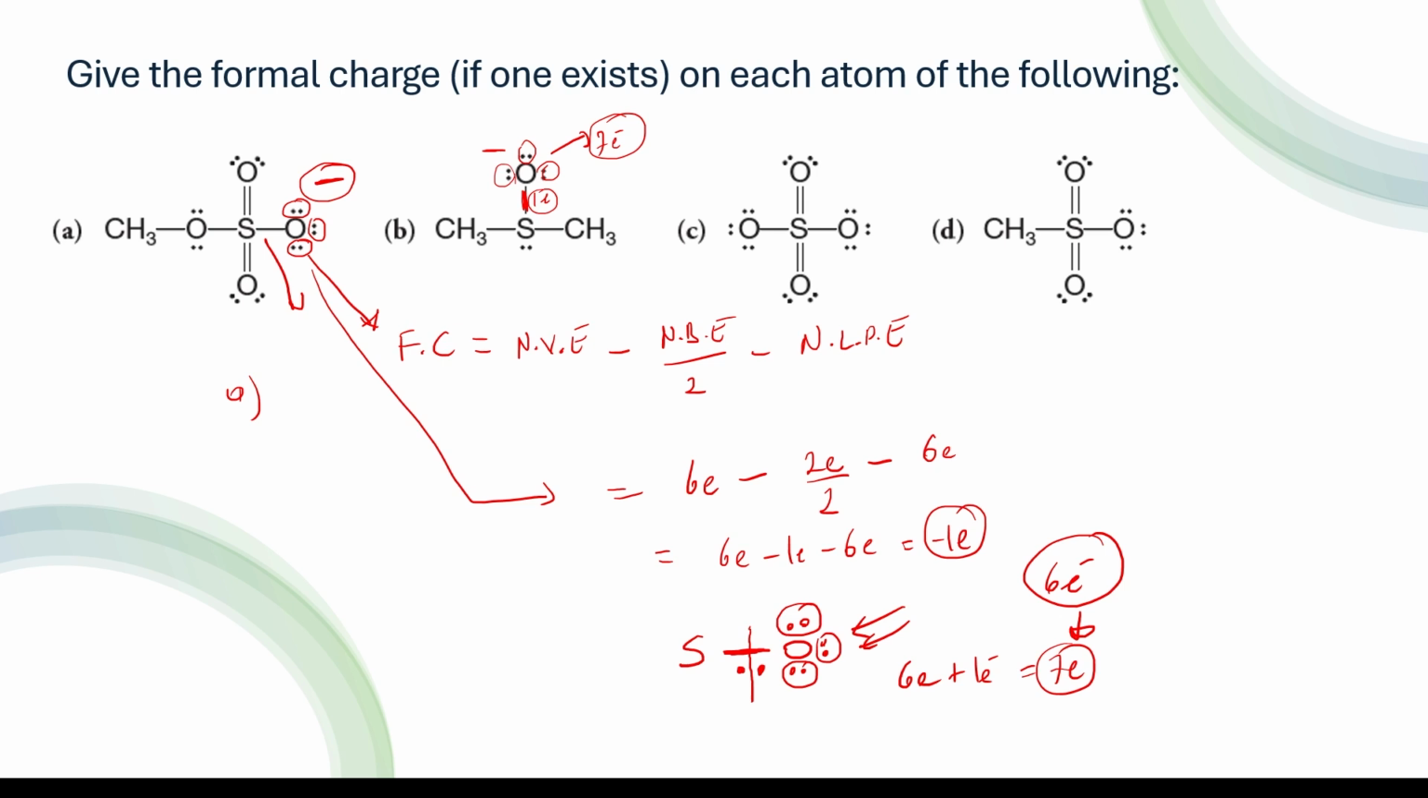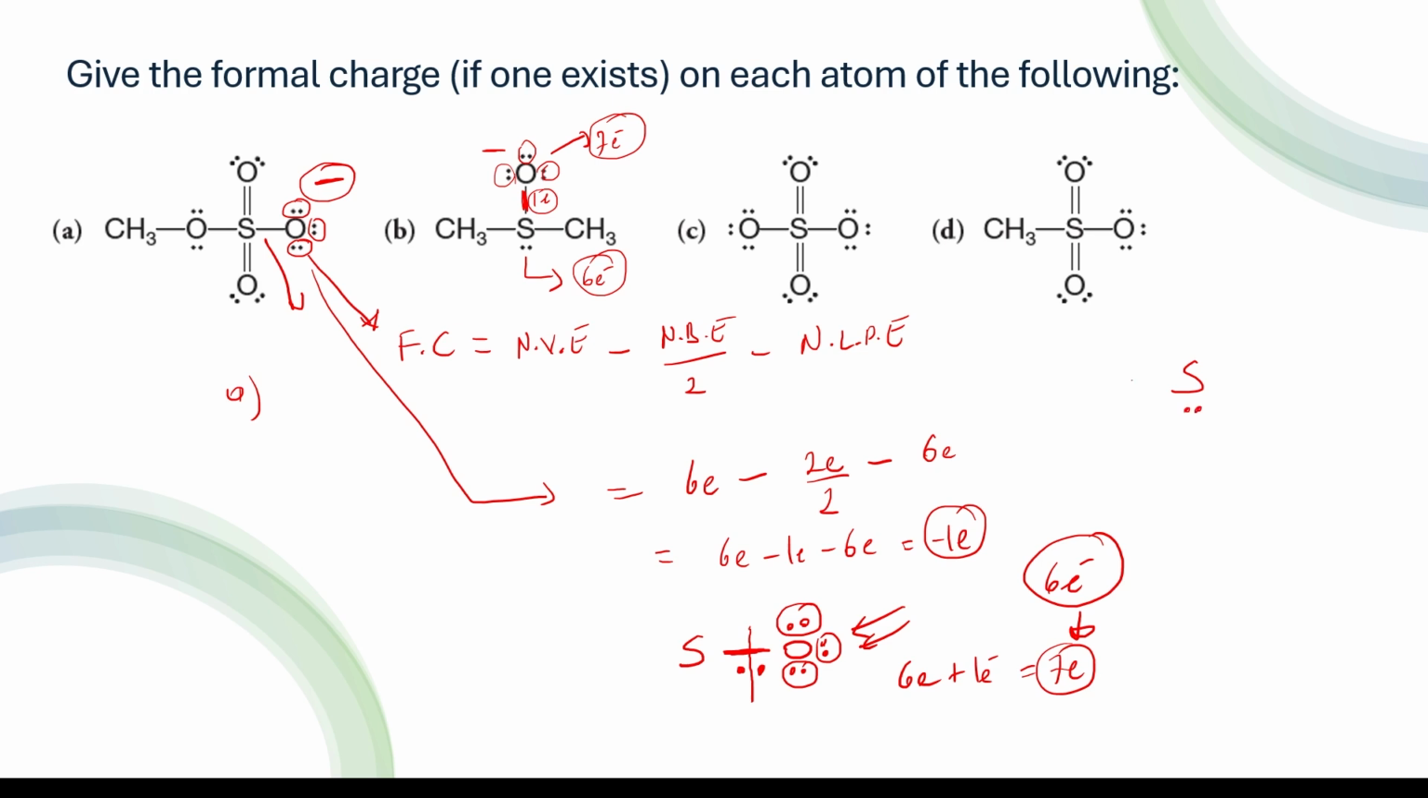Let's check this sulfur here. Sulfur, we know, also has 6 electrons because it's from group 6A. In its valence shell, it has 6 electrons in the neutral state. But let's look at here. This sulfur, I'm going to write it here.